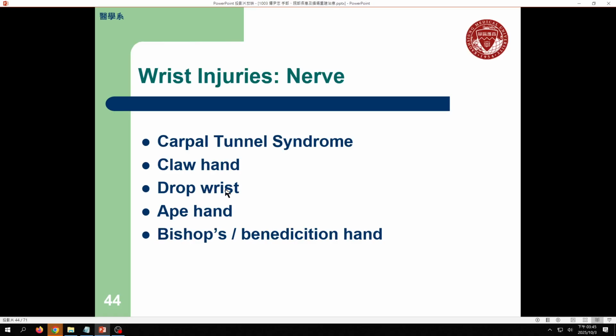The third one, wrist drop, is the radial nerve. You wake up in the morning after drinking, and wow, your wrist cannot extend, because of radial nerve compression, causing numbness. But 70 to 80% will recover by themselves within 4 months. Okay.